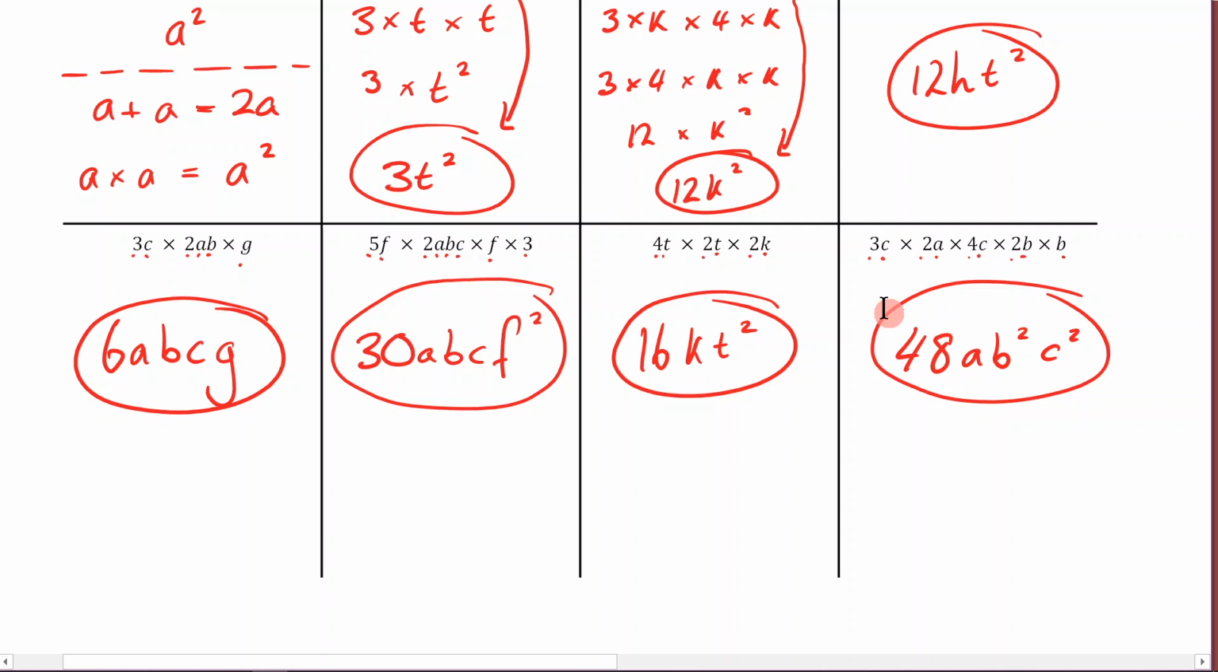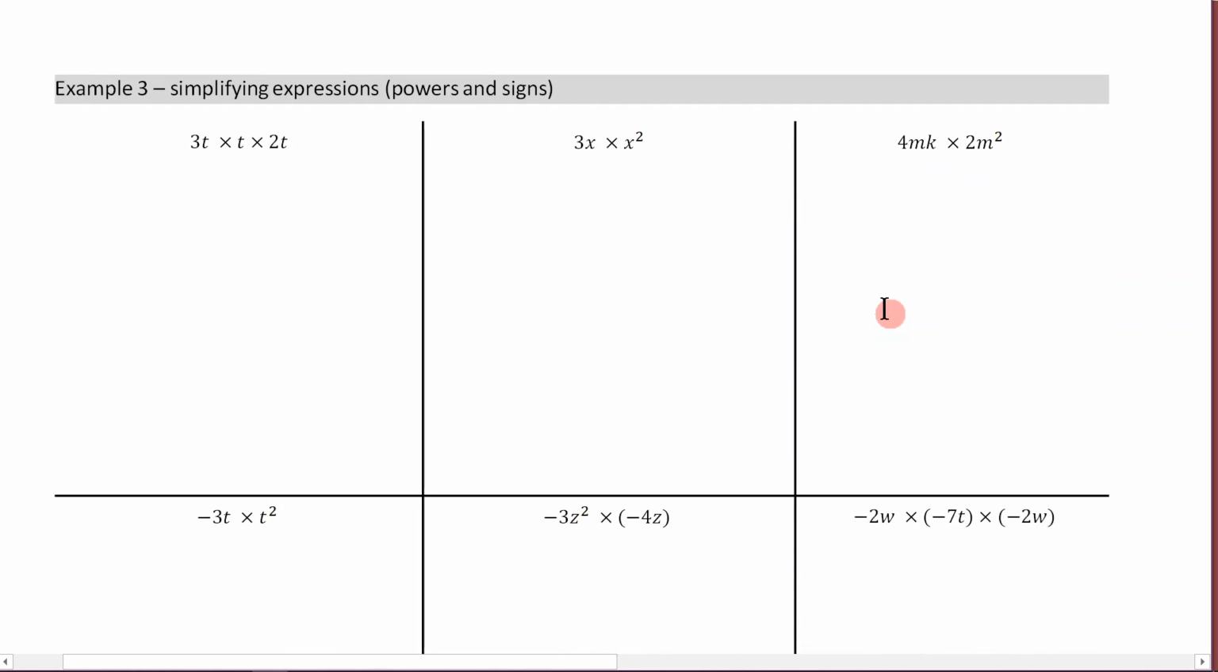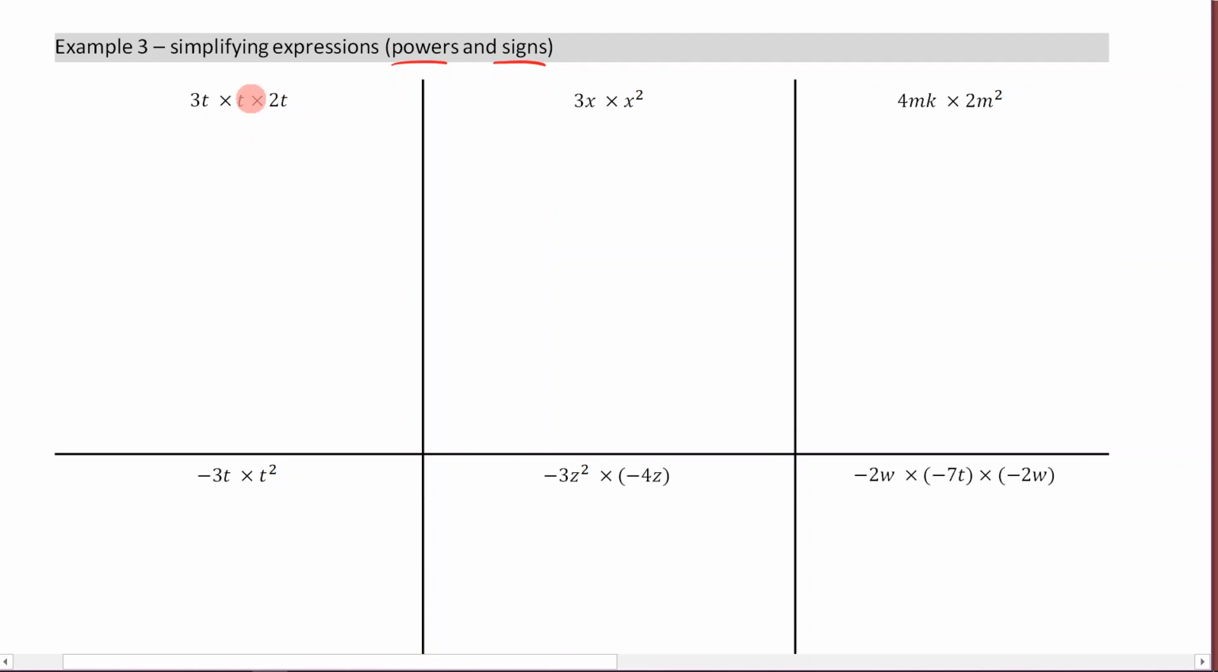Perfect. Let's now move on to some more examples here. And now we're going to introduce some more powers and also signs as well. Let's do this question here, and let's do it the slow way. So I'm going to insert back in my multiplication symbols. So in between the 3 and the t here is 3 times t. Then I have another times t. Then I have times 2, and I have another times in between those. Let me now move together my numbers. So this 3 and this 2. So it's 3 times 2.